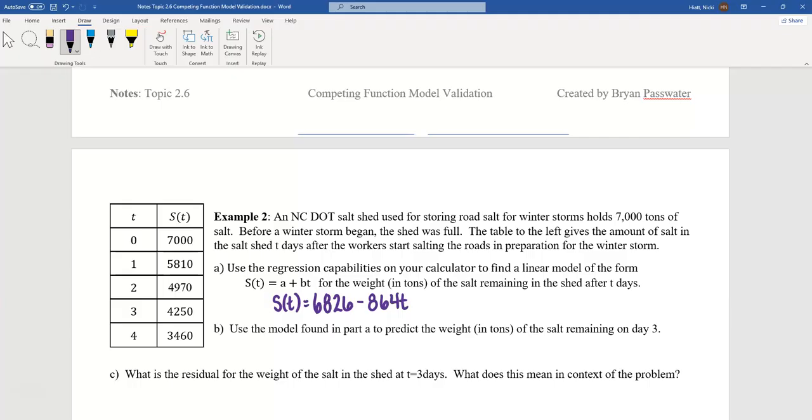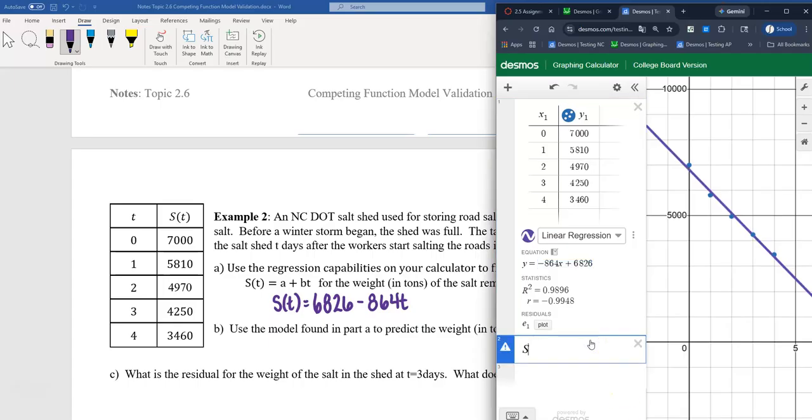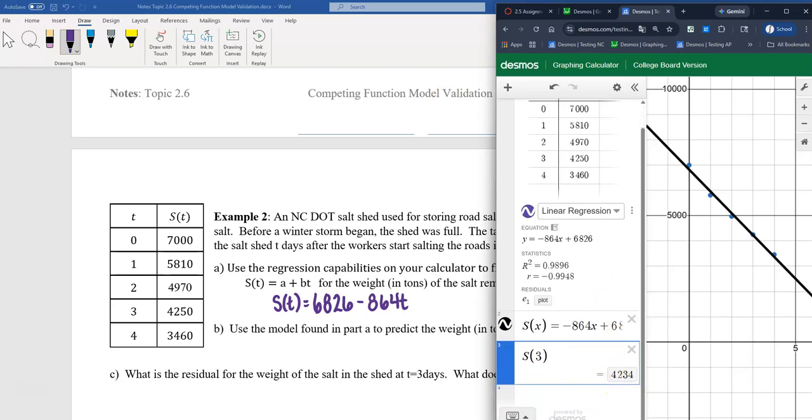All right. So if we are using the model to predict the amount of salt remaining on day 3, when it says use the model, what is it telling us to do? Use the line. We're plugging it into the equation. We are finding S of 3. In fact, over on Desmos, I like to do this. I like to go call this, and then just do S of 3. Although you can plug it in whichever way you would like there. S of 3 is 4,234.